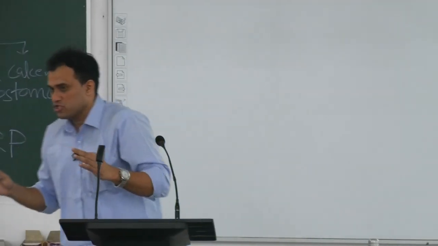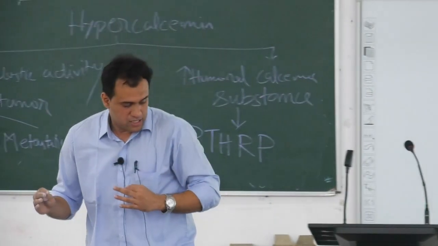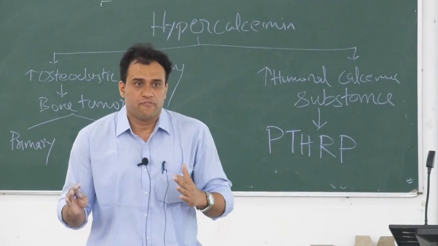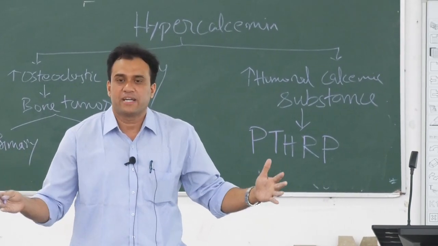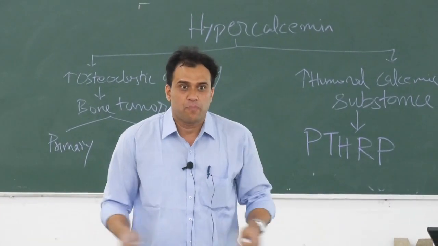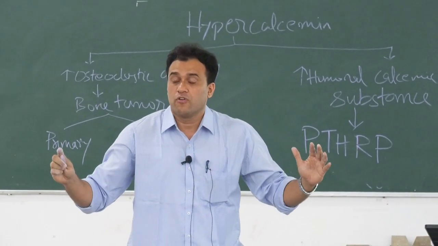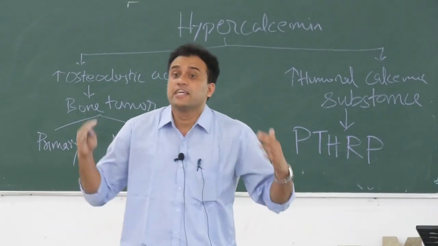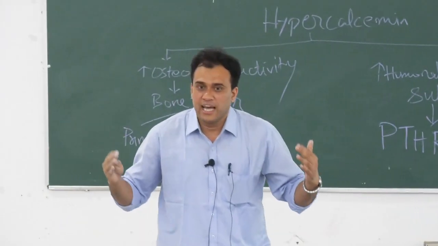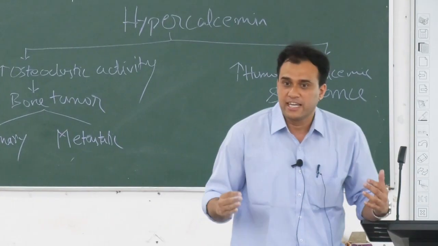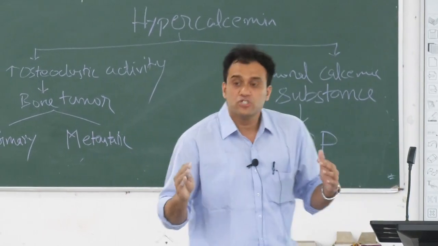It has to be demonstrated to say that it's a case of paraneoplastic syndrome, not a case of, say, a bone tumor, primary or metastatic to the bone. Hypercalcemia occurs there also, but that is not paraneoplastic syndrome. Hypercalcemia associated with paraneoplastic syndrome is when you demonstrate a substance known as PTHRP, parathyroid hormone related protein, which has to be demonstrated.